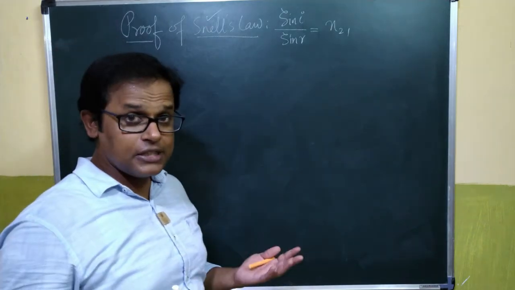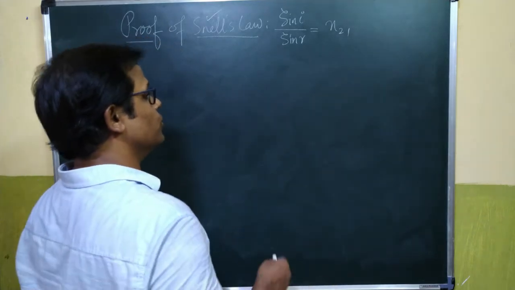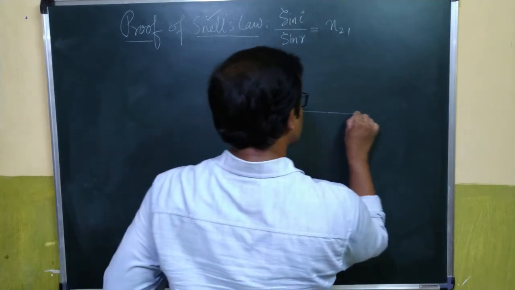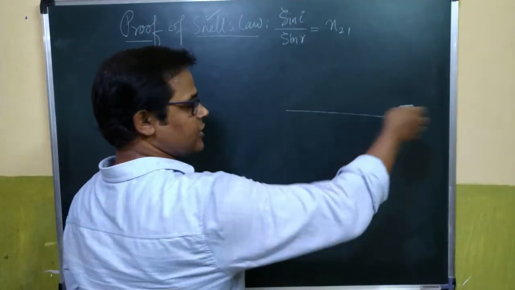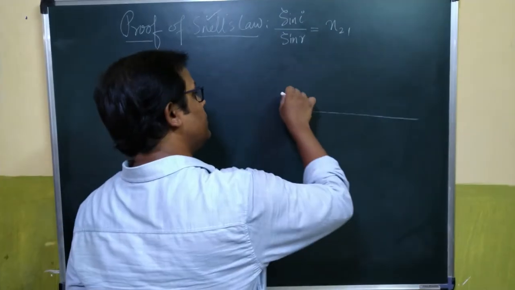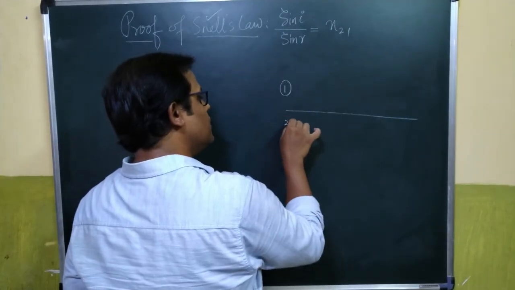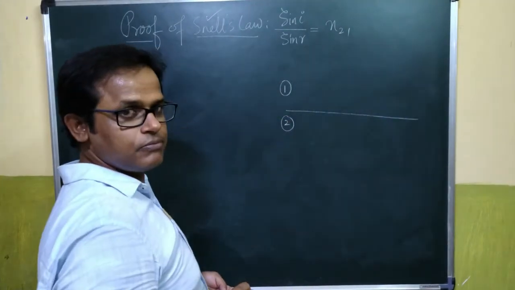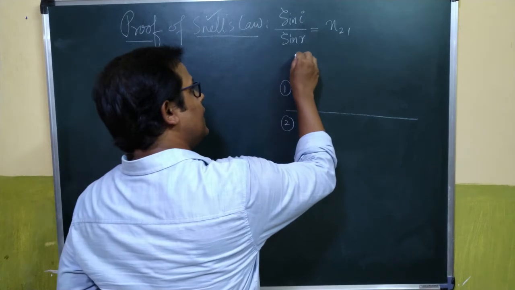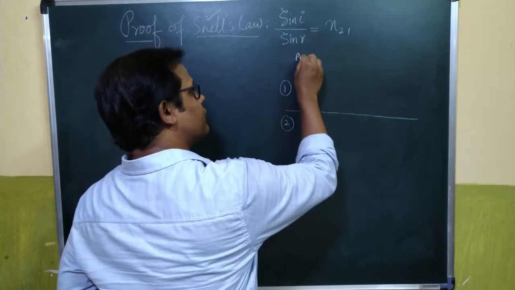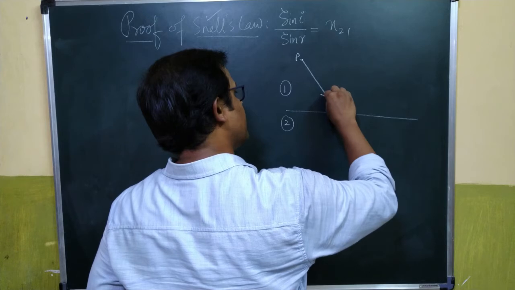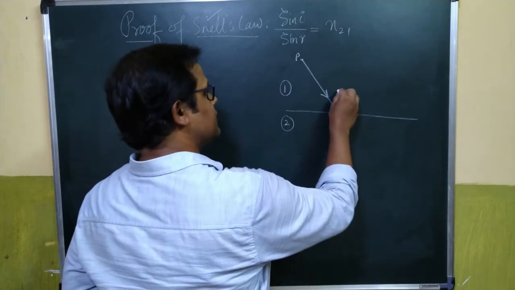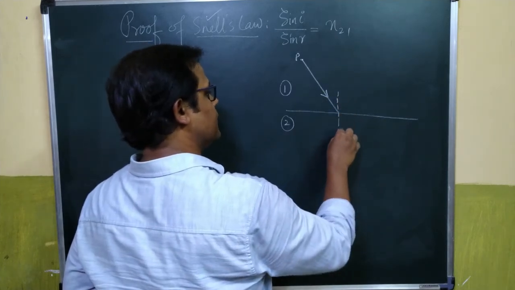There are various methods based upon calculus also. So the simpler method to understand the derivation of this relation is, let us imagine an interface separating two media. This is our medium 1, this is medium 2. Now let us say a ray of light starts its journey from point P obliquely and travels this way out. And this is the normal at the interface.